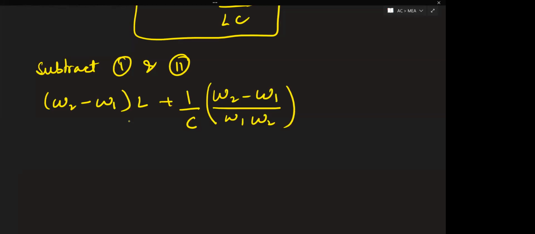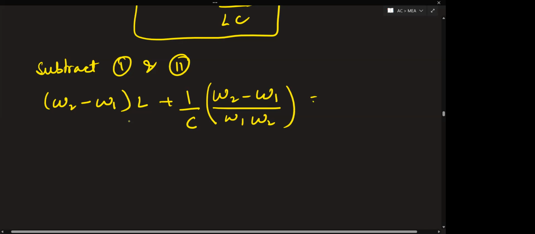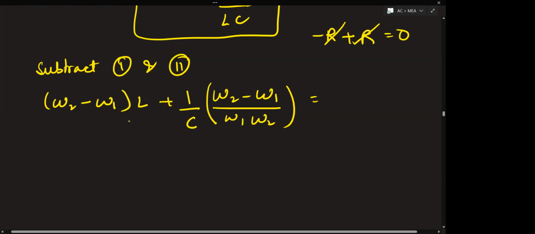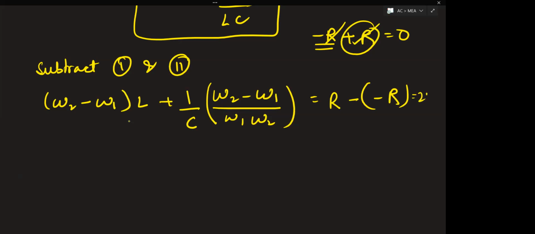Got it? Since I've subtracted, now omega 2 minus omega 1 was common. Earlier in addition, this was plus. But see, this time this won't be 0, because when I was adding, it was minus R plus R, so this gave me 0. But this time it is R minus minus R, so this becomes equal to 2R. This is the difference that will come. This is not equal to 0. Understood? This is not equal to 0 this time.